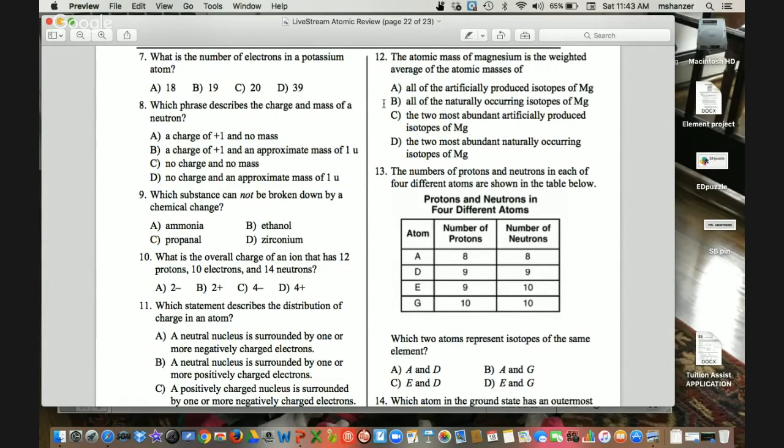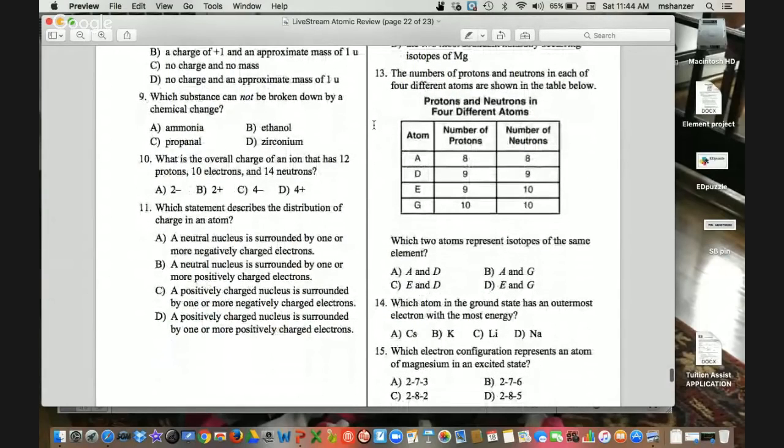Do not be fooled. There's other versions of this question where they say the weighted average of the atomic mass of the most abundant. And that was the example I talked about before. It can't be the weighted average of the most abundant because that would only be 1 isotope. You can't average 1 thing. So we want to understand that it's always all of the isotopes.